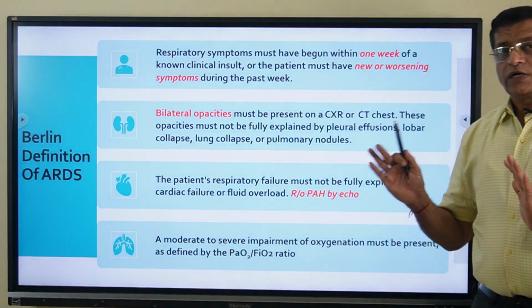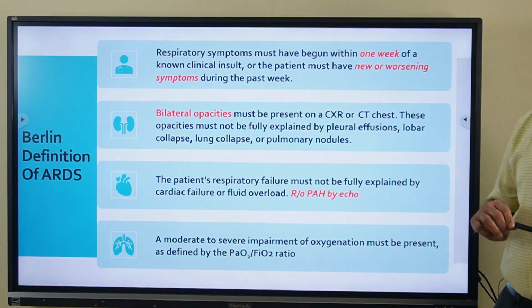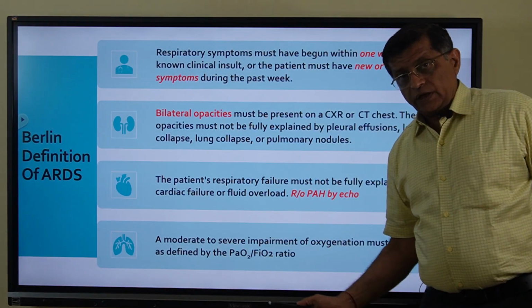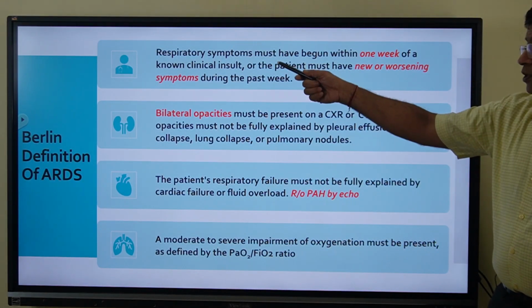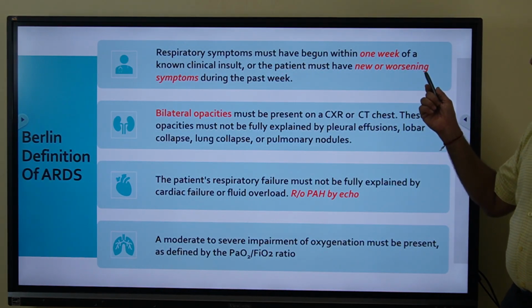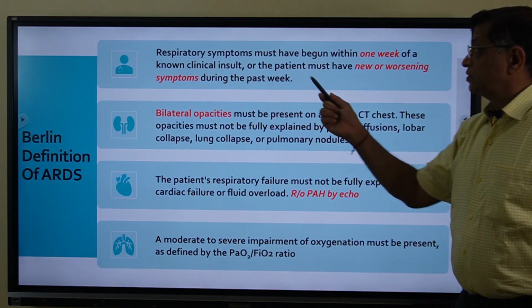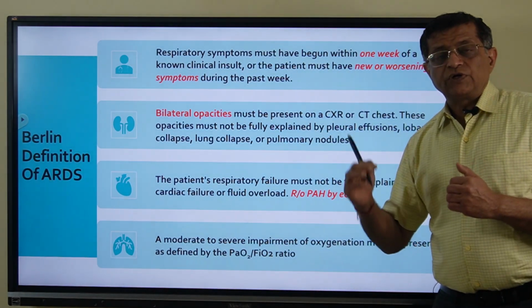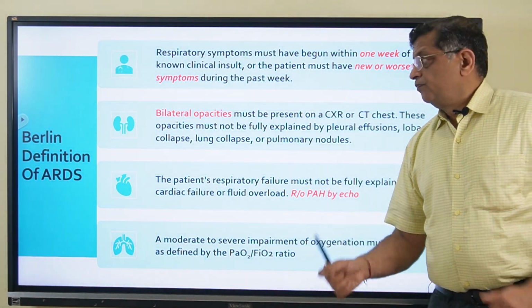So let's have a look at the Berlin definition of ARDS. This definition necessitates 4 criteria. Number 1, respiratory symptoms must have begun within 1 week of a known clinical insult. The patient must have new or worsening symptoms. So the patient must have deteriorated in the last 1 week.